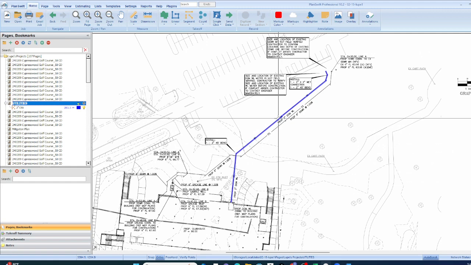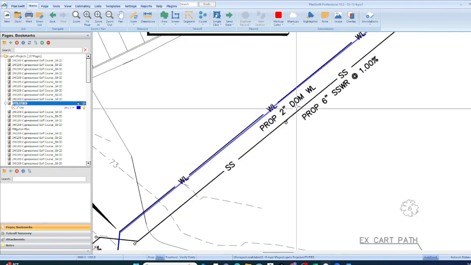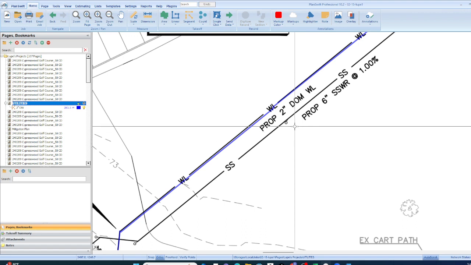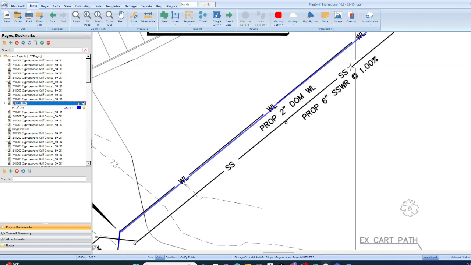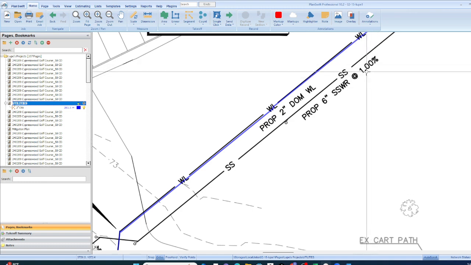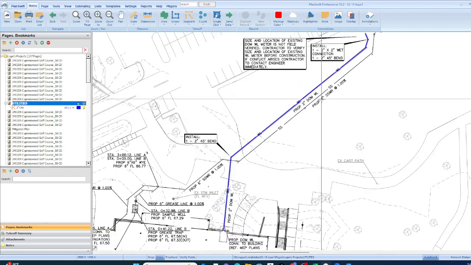So just very quickly, we measured this DOM, that's the domestic water line, and we had about 264 feet of that. And then we also have a 6-inch sewer line. This tells you the slope. It's to slope 1% as it moves on per foot.